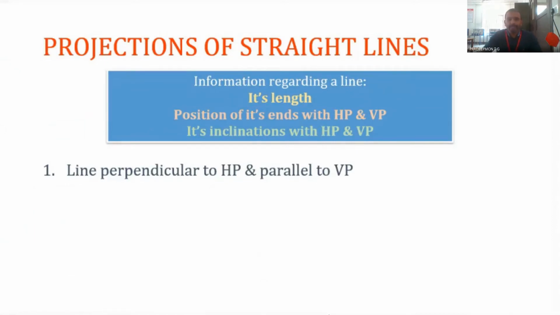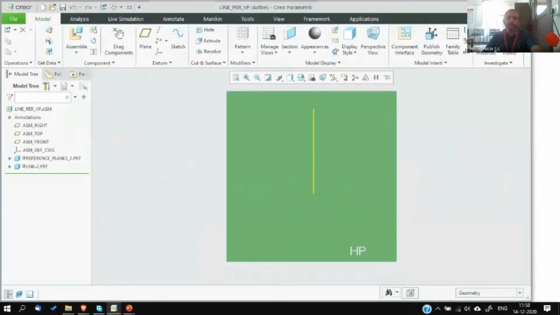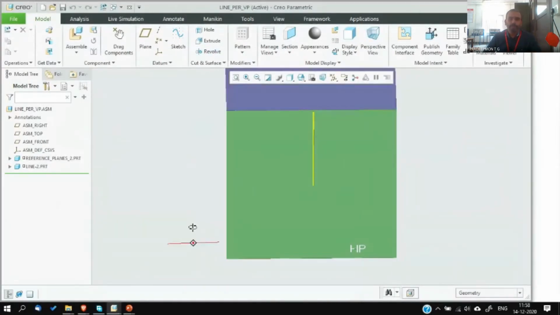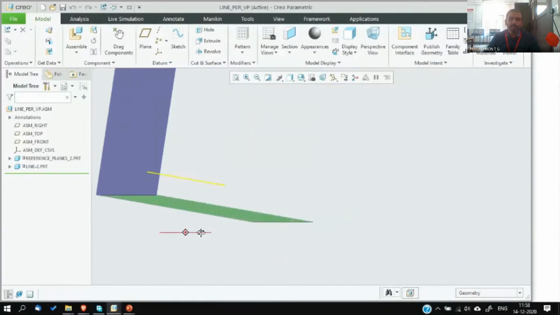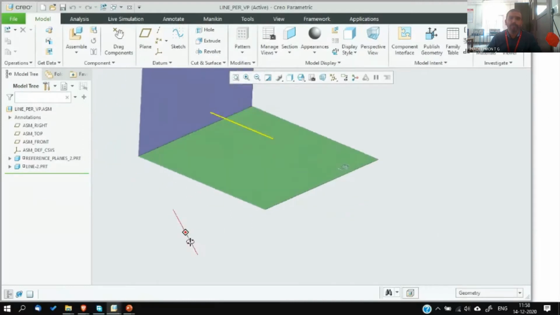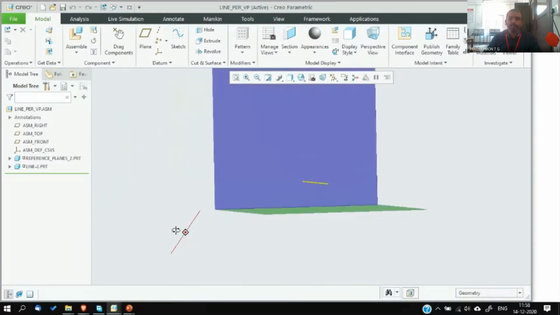And then the second condition is a line which is perpendicular to VP and parallel to HP. Now the role is reversed. That is, the line is now perpendicular to VP and parallel to HP. How it will look like, let's see. So this is the condition. In this condition, the line is perpendicular to VP and parallel to HP. See, line is parallel to HP and perpendicular to VP.